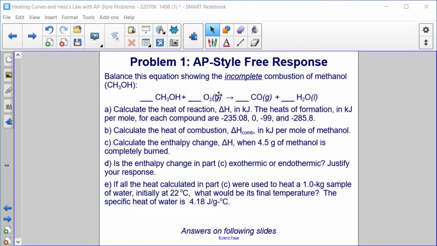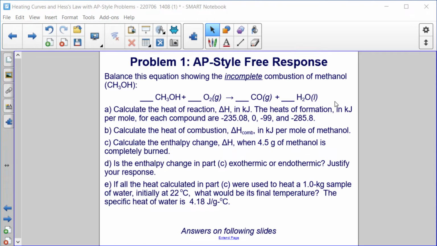So we're going to balance this equation here where CH3OH reacts with oxygen to produce carbon monoxide and liquid water in an incomplete combustion reaction. In part A, calculate the heat of reaction delta H in kilojoules. The heats of formation in kilojoules per mole for each compound are minus 238.08, 0, negative 99, and negative 285.8.